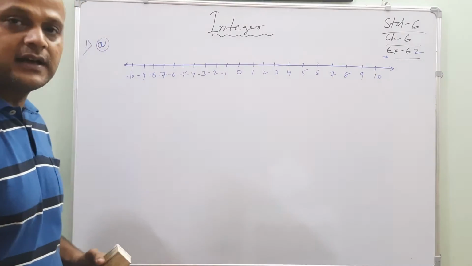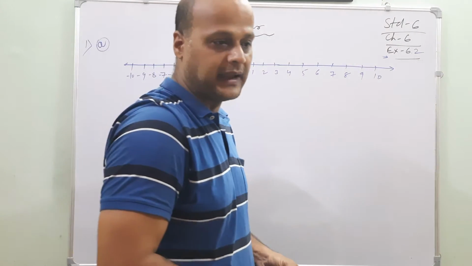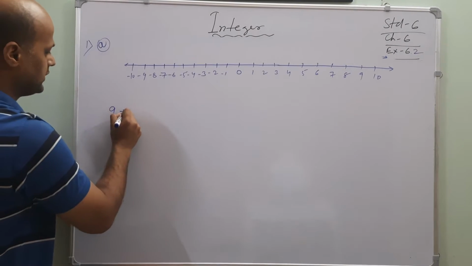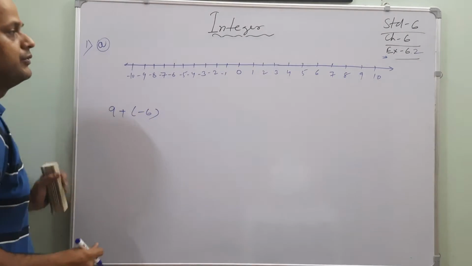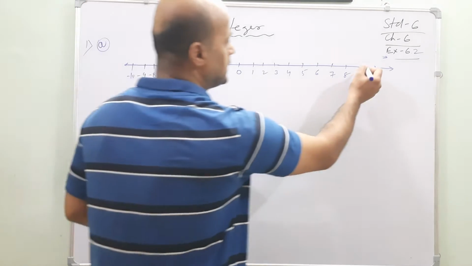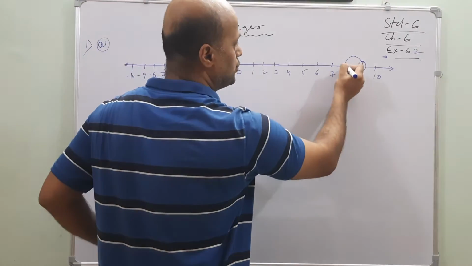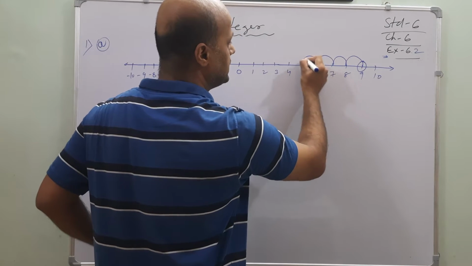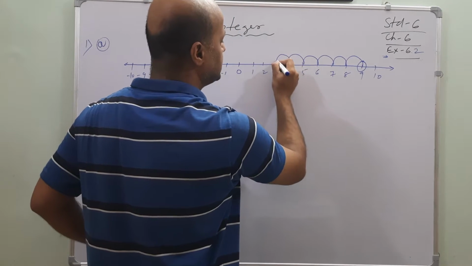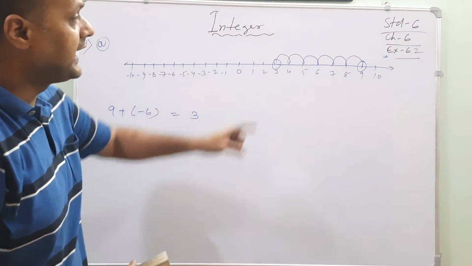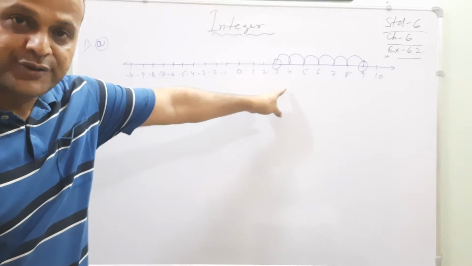Let's add the numbers in the number line. Okay, 9 plus minus 6. Where is the 9? Here the number 9 is there. Minus 6. See, 1, 2, 3, 4, 5, 6. What is the number? The answer is 3. Understood? Like this manner you have to draw it, my dear friends.